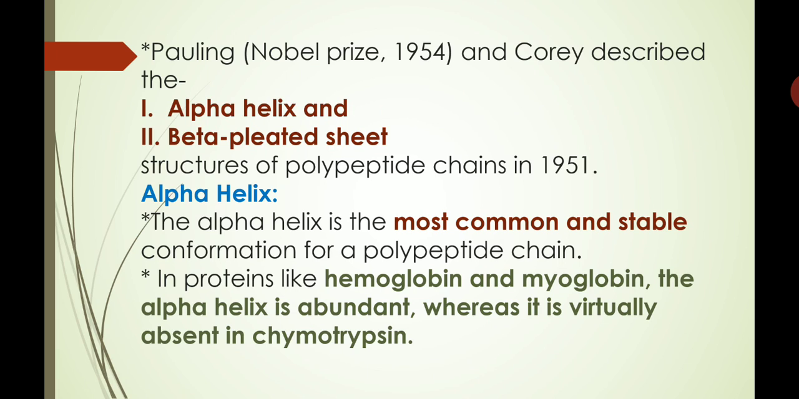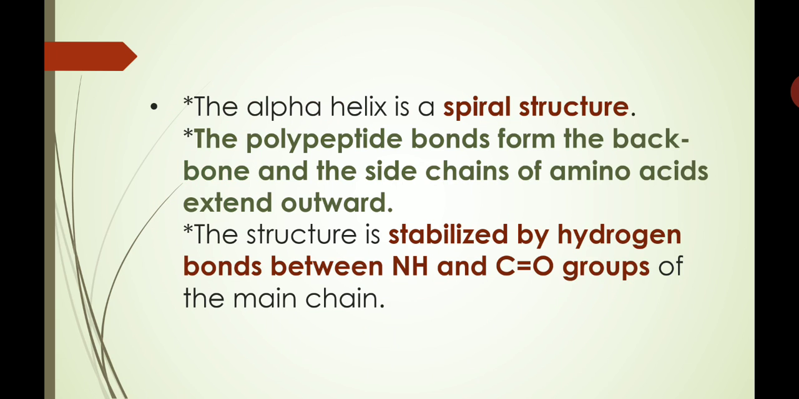The secondary structure was given by Pauling and Corey, who described it in two forms, that is alpha helix and beta pleated sheets. The alpha helix is the most common and stable conformation for a polypeptide chain. In proteins like hemoglobin and myoglobin, the alpha helix is abundant, whereas it is virtually absent in chymotrypsin. So first we will take the alpha helix.